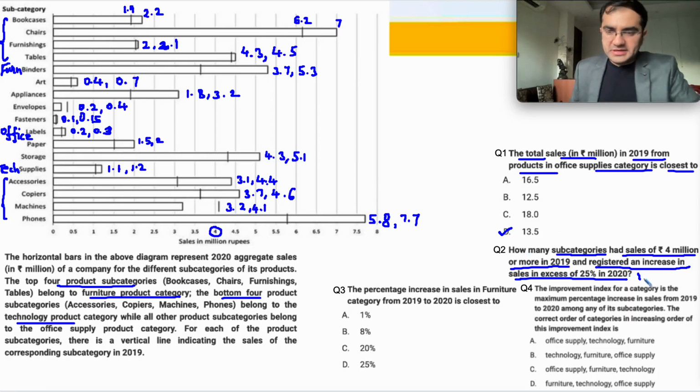एक वैल्यू तो मुझे मिल गई. Machines is registering more than 25%. एंड एक ये लास्ट वाला 5.8 to 7.7. So 5.8, 6.8, 7.7 is an increase of 1.9, ठीक है. एंड यहाँ पे आई नीड 5.8, 3.2.